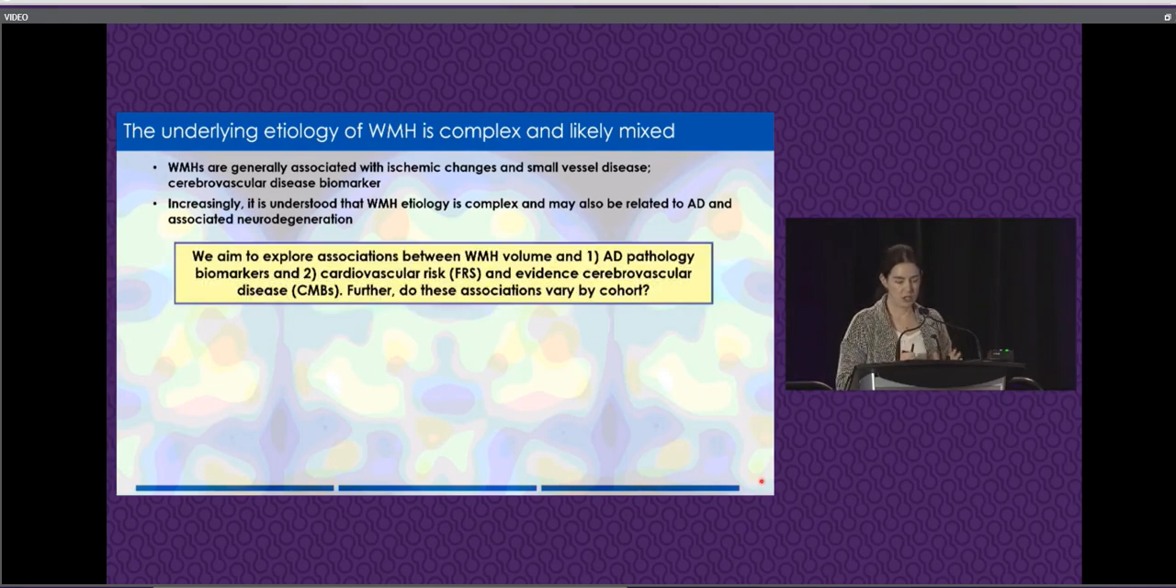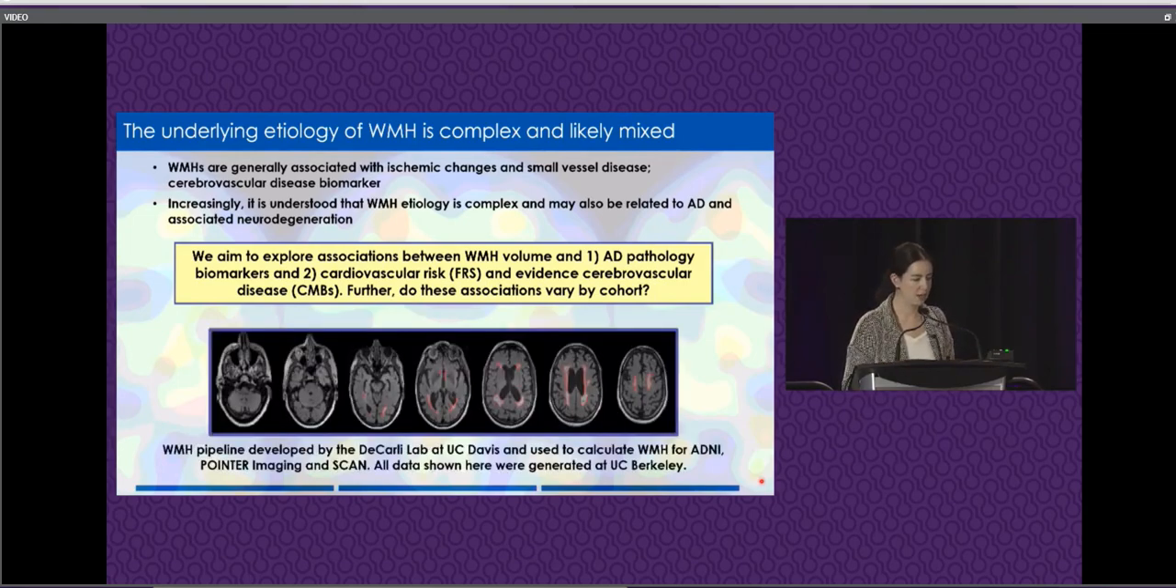So in this project, we aim to explore associations between white matter hyperintensity volume and AD pathology first, on the one hand, and cardiovascular risk and evidence of cerebrovascular disease, specifically cerebral microbleeds, on the other hand. And further, we want to understand if these associations vary by the four cohorts I introduced in the last slide.